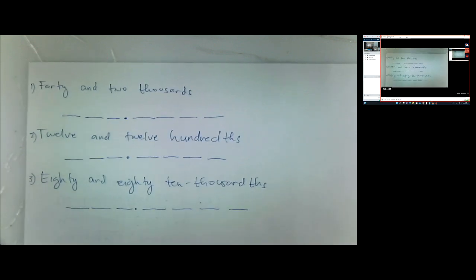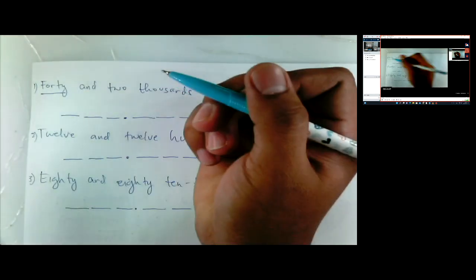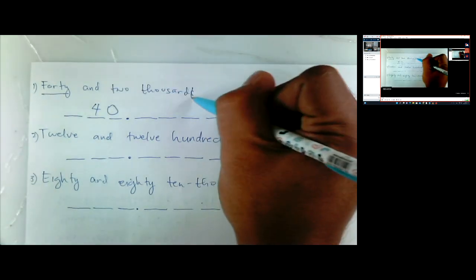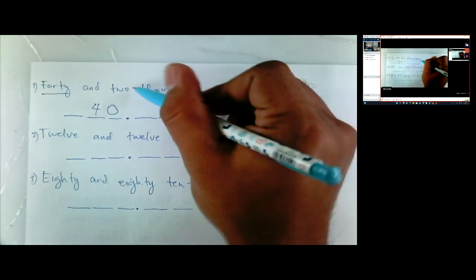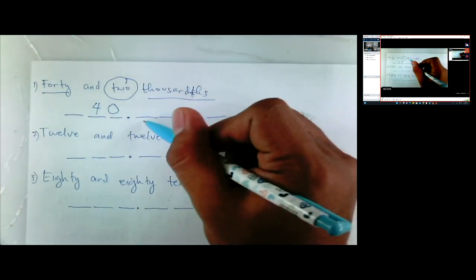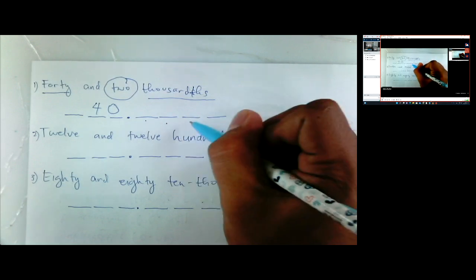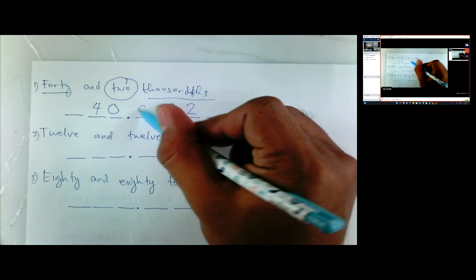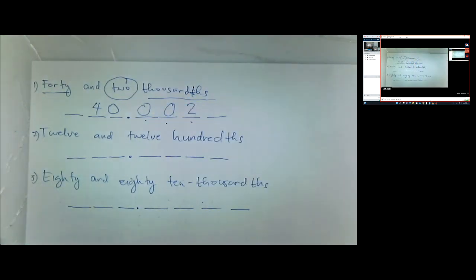So we have here 40 and 2 thousandths. So meaning the whole number form is 40. Now this one is, sorry, this is thousandths, and the number is 2. Meaning that if this is tenths, hundredths, thousandths, your number 2 is here. And the other number is 0, 0. 40 and 2 thousandths.